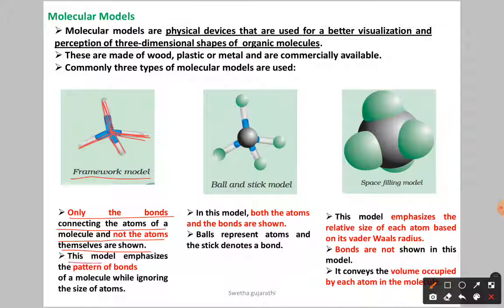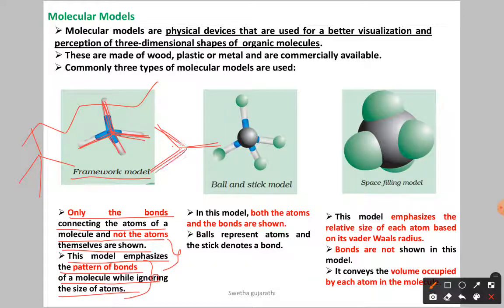What is the importance of this model? This model emphasizes the pattern of bonds of a molecule while ignoring the size of the atom. So you are not going to come to know the size of the atom, but the pattern of the bonds. For example, whether the bonds are arranged in a tetrahedral manner, or in a trigonal planar manner. You can come to know the pattern of the bonds, that's it, but not the size of the atom.